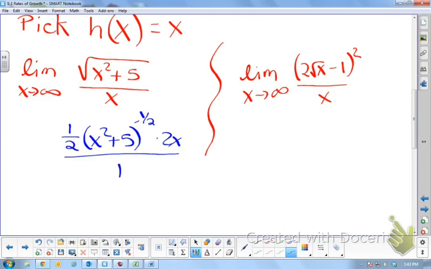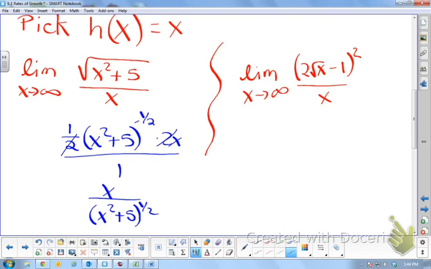But rearranging things, we would get x over (x squared plus 5) to the 1/2. I think I see what's going to happen. It's going to just keep flipping back and forth forever. That's why we can't keep doing L'Hopital's rule.